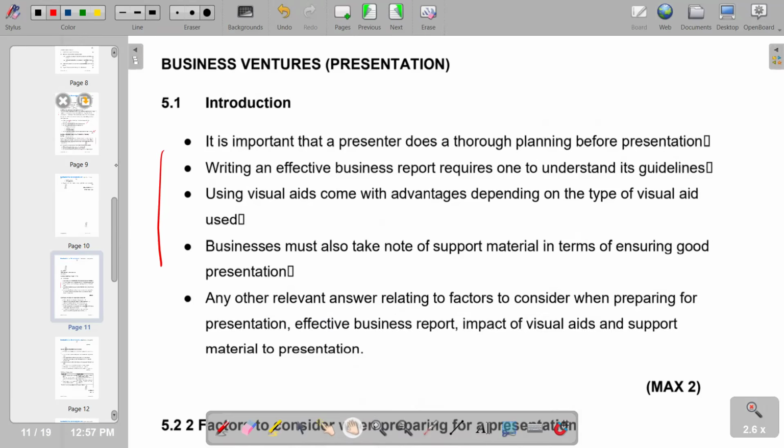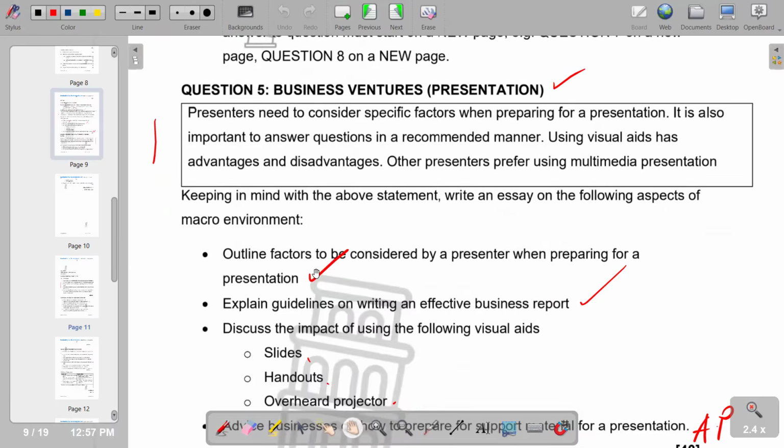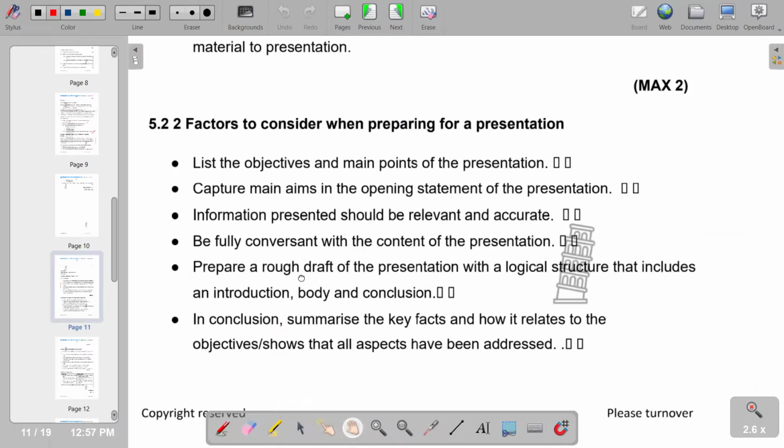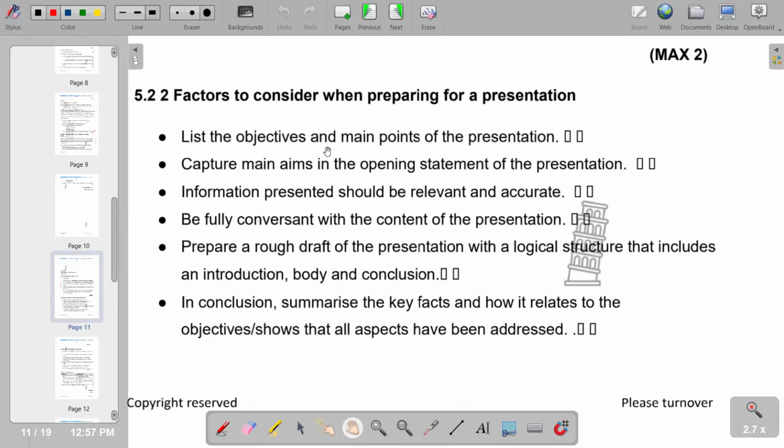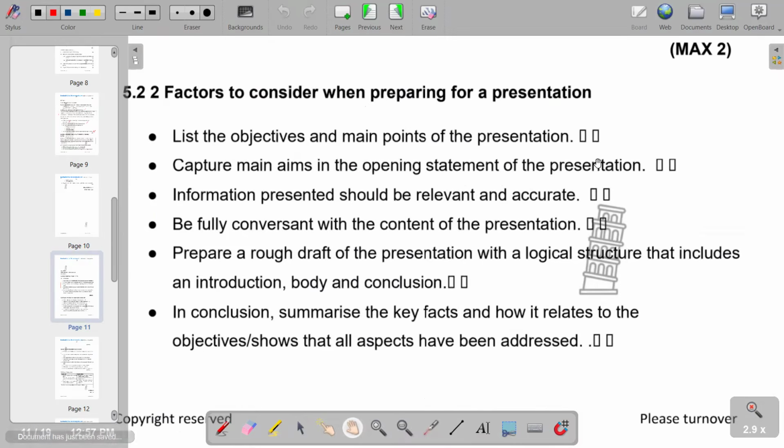So going to the main part, we are going to start on outlining factors to be considered by a presenter when preparing for a presentation. So in terms of the factors, these are the factors that we have. We have to list the objectives and the main points of the presentation. You also have to capture the main aims in the opening statement of the presentation. Information presented should be relevant and accurate. So these are some of the points that you can include.